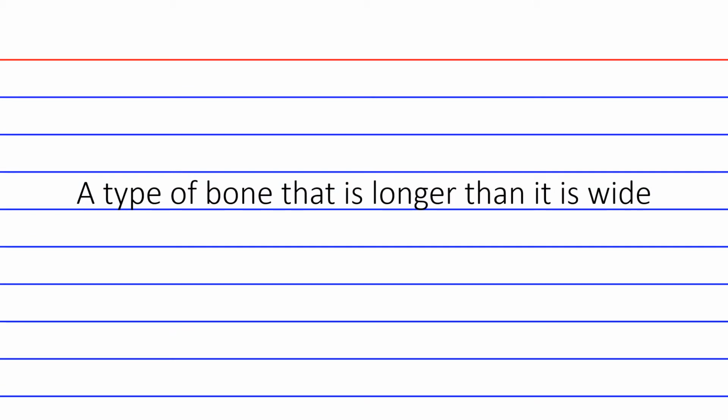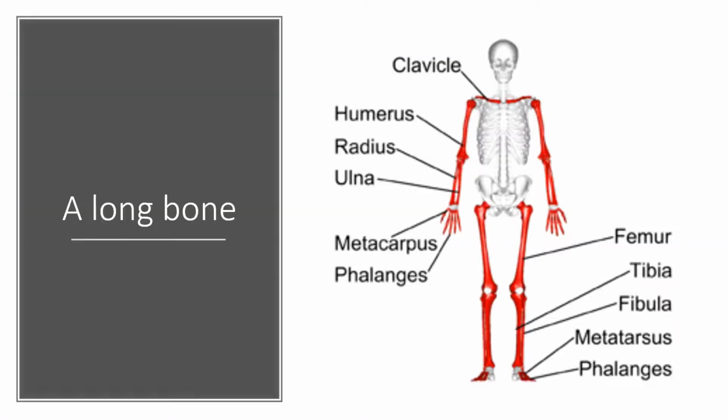A type of bone that is longer than it is wide. The answer is a long bone. Here's a picture that depicts all the long bones in your body. There's the clavicle, the humerus, the radius, the ulna, your metacarpals and your phalanges, the femur, the tibia, the fibula, the metatarsals, and of course your toe phalanges.